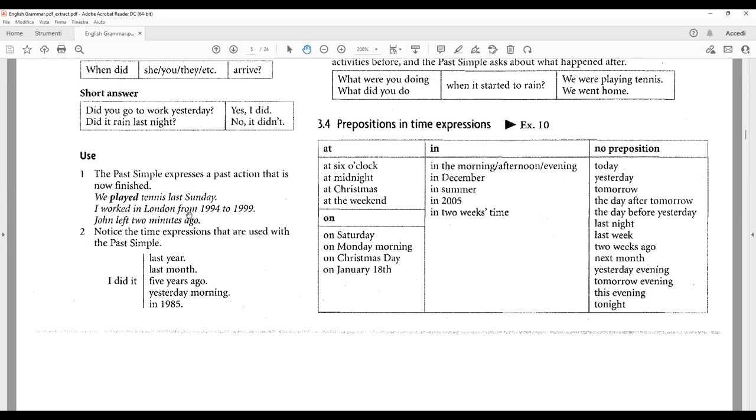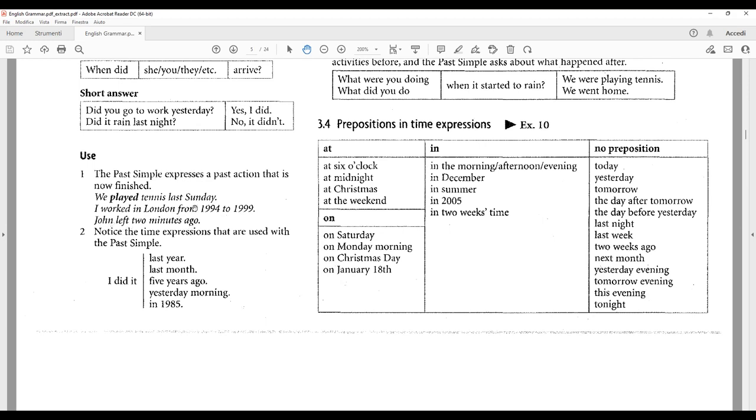I worked in London from 1994 to 1999. John left 2 minutes ago. Quindi John left, anche se sono passati solo 2 minuti, non si dice John has left, cioè John ha appena lasciato l'ufficio. No, John lasciò l'ufficio. John left 2 minutes ago, perché io specifico un momento temporale, uso un avverbio in pratica. John left 2 minutes ago.